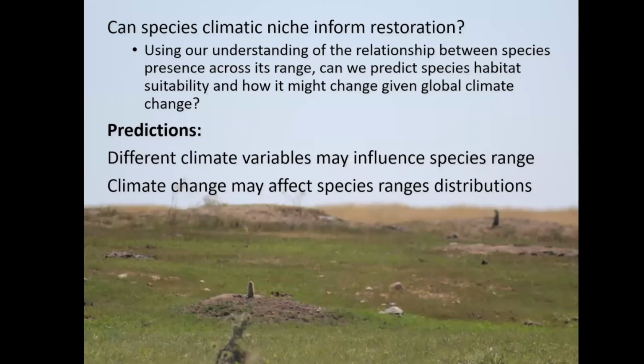So next, I want to shift into my second chapter, which is ongoing work looking at can a species' climatic niche inform restoration. And so to do this, I'm going to use known presence point locations, indicating where a species exists on its landscape, and the known climate at those locations, to then look at habitat suitability in present time, and then how that suitability might change given climate change. And so my first predictions here are that, first, different climate variables may influence different species. And then secondly, that climate change may also affect those species' range distributions.